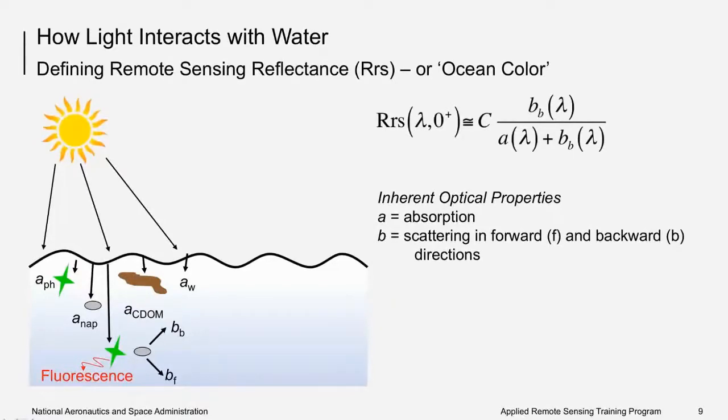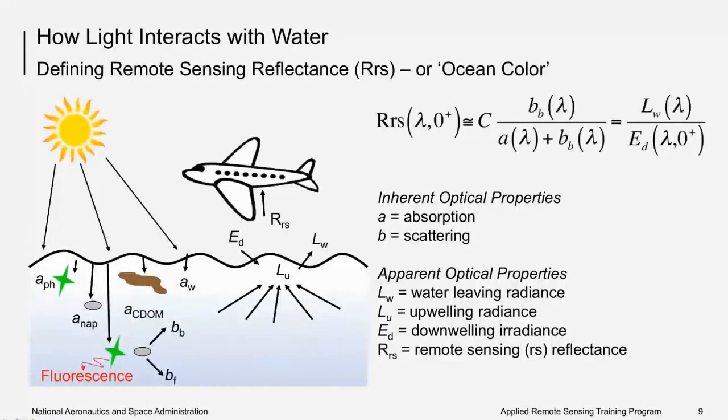And this is sometimes what we think of as ocean color. Remote sensing reflectance is used in ocean color algorithms to compute the data products of interest for ocean and aquatic science, like chlorophyll concentration. Remote sensing reflectance can be defined as the ratio of backscattering to the total absorption and backscattering as affected by the local sun and sky conditions.